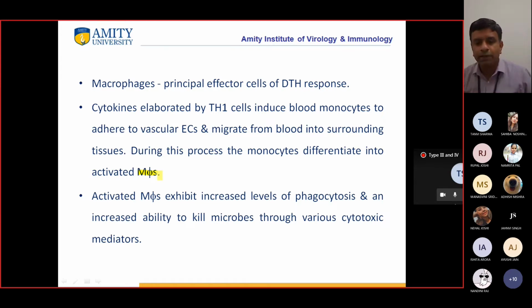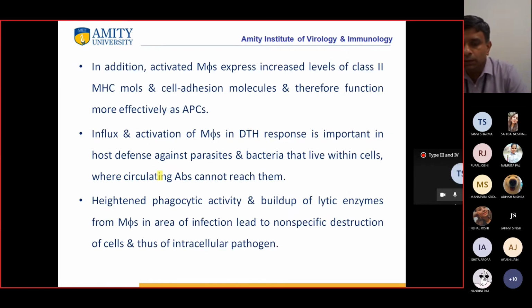Okay, and an increased ability to kill microbes. So obviously जब उसको phagocytosis करना है तो उसको kill भी करना है, right? So when the macrophage gets activated, it increases the level of phagocytosis and it also increases its ability to kill the microbes through various cytotoxic mediators. Okay, and you know, the person who is going to talk about macrophages will be discussing this, the process of killing of pathogens inside the macrophage, right?